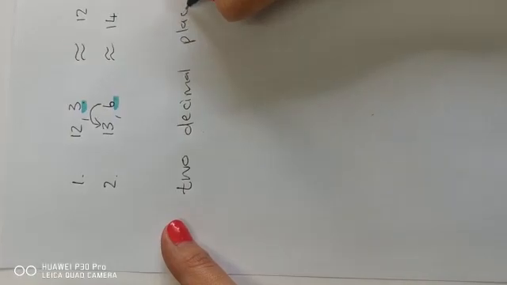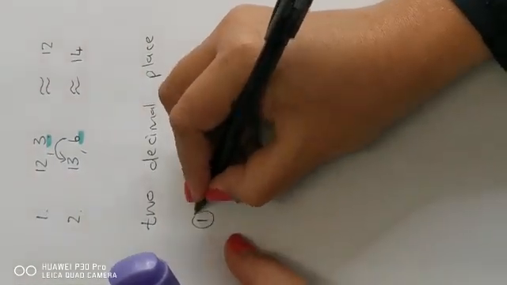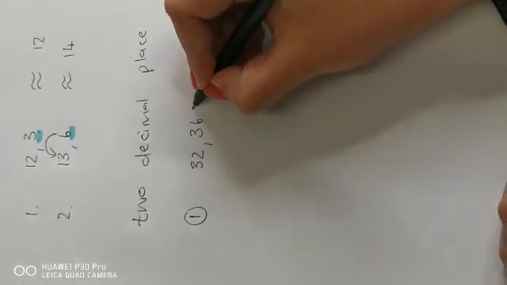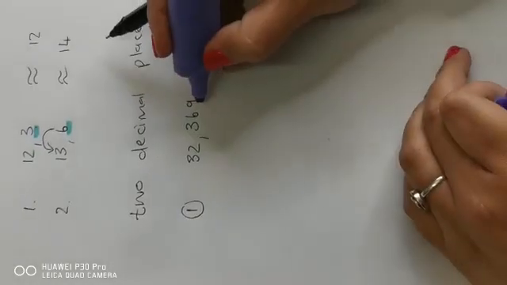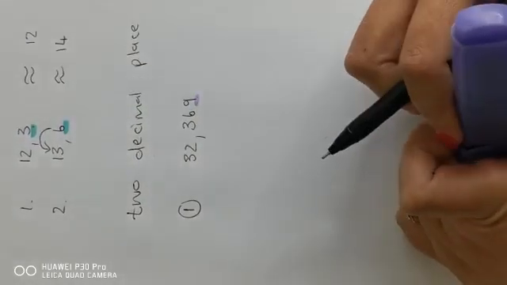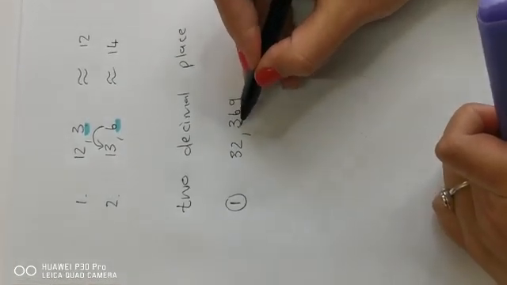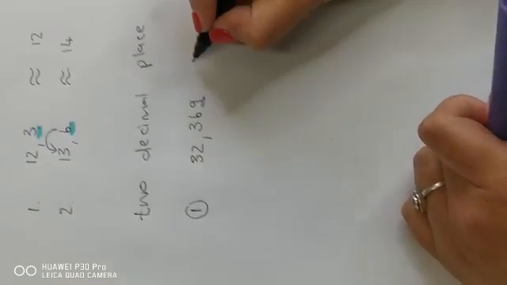We're going to round this number off to 2 decimal places. The first one is 32,369. If we round off to 2 decimal places, I'm going to look at the third number after the comma. Because in the end, we only must have 2 numbers after the comma, 2 decimal places. So we're going to look at the 9 here.